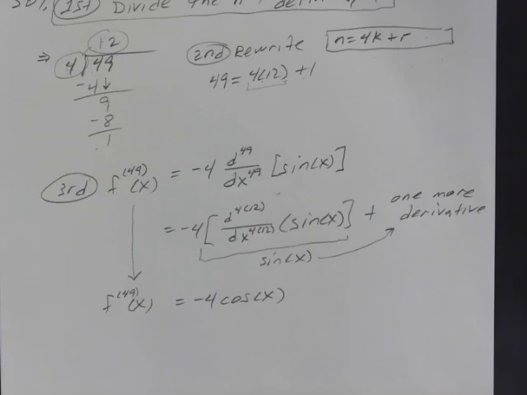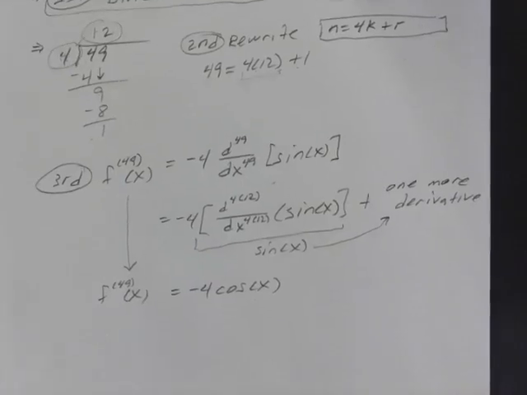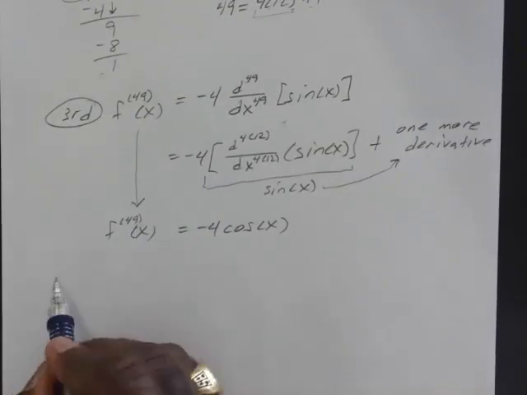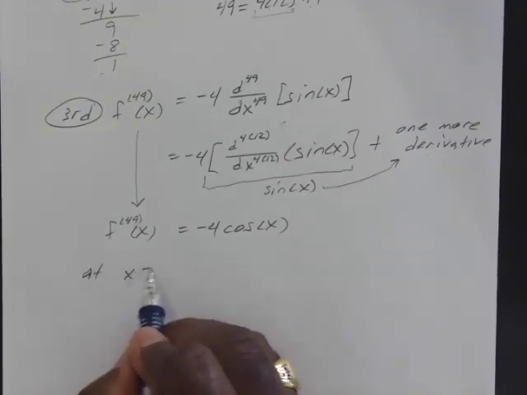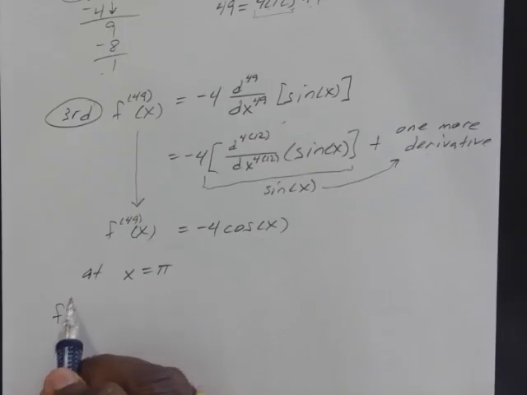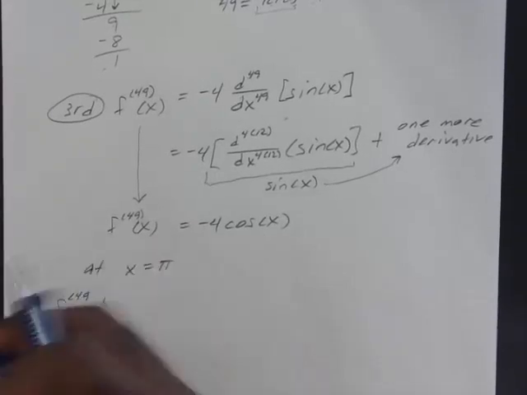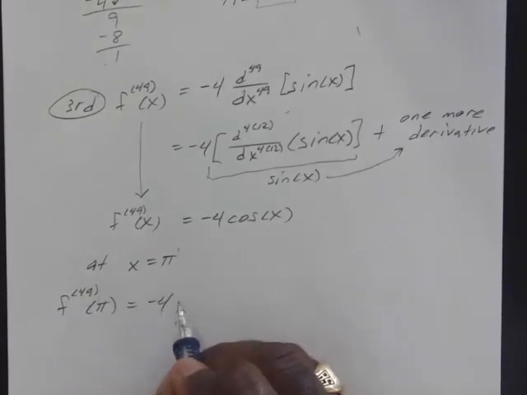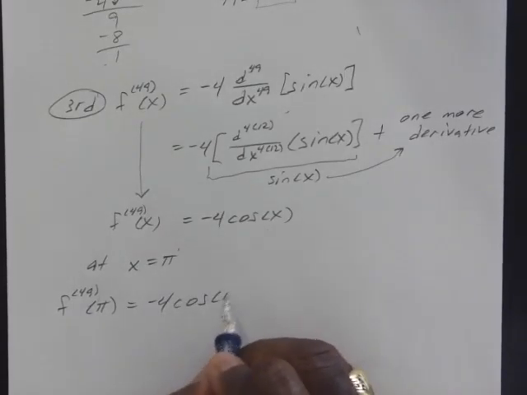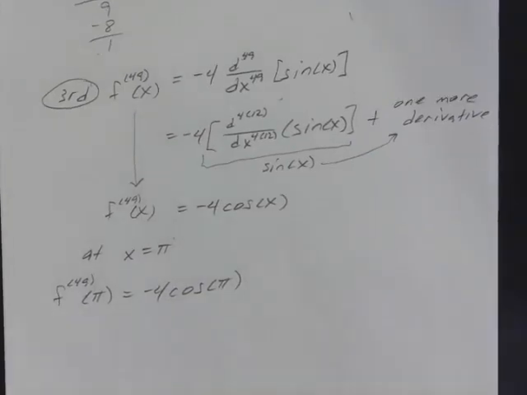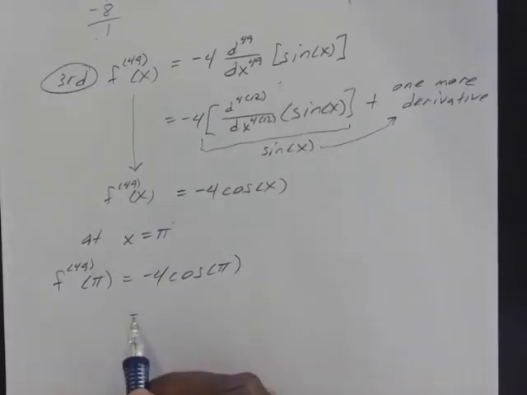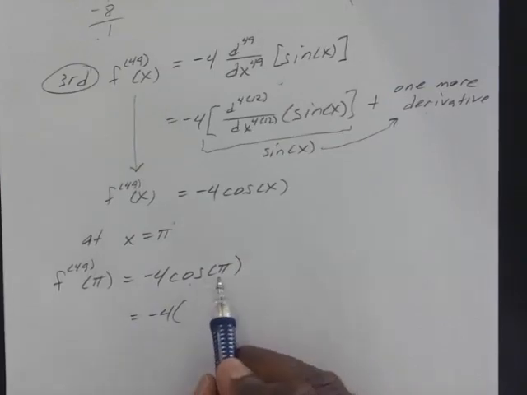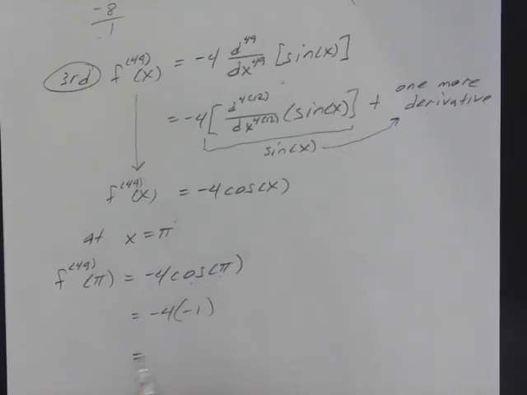Okay, so now we have to find the derivative at the point x equal to pi. So at x equal to pi, the 49th derivative at pi is equal to -4 times cosine of pi, which is -4 times -1, which is equal to 4.